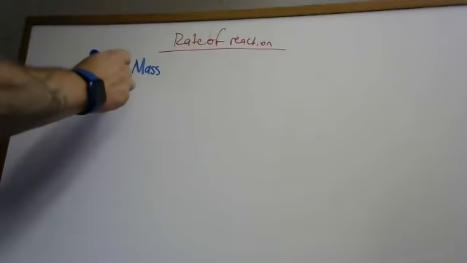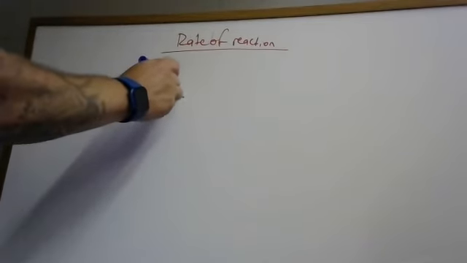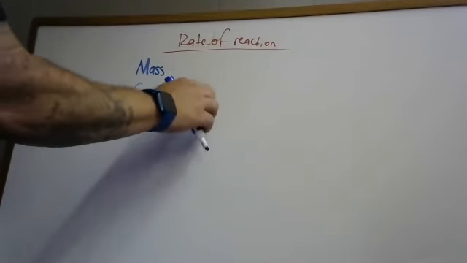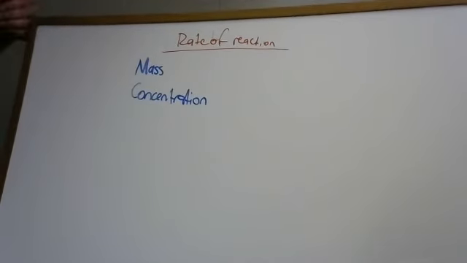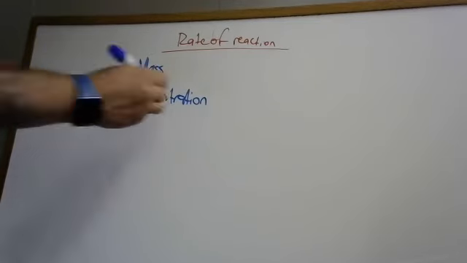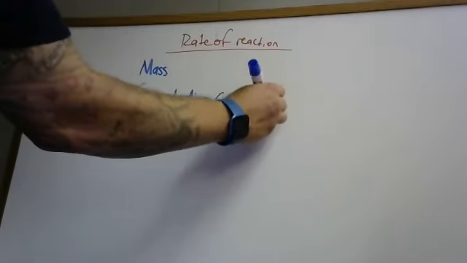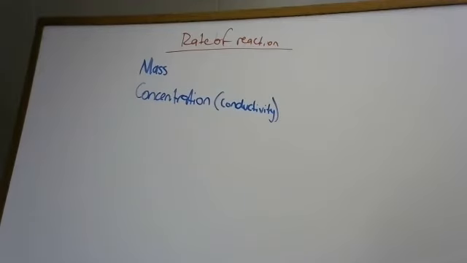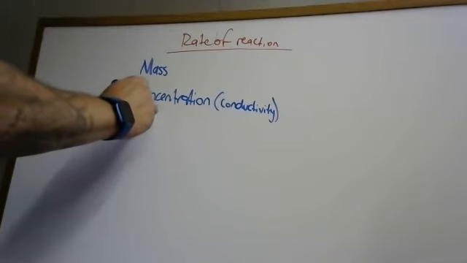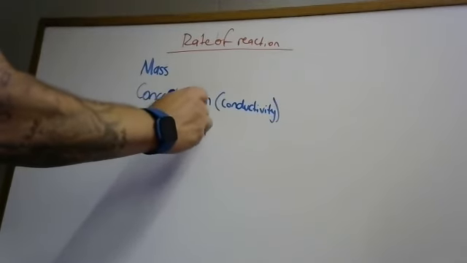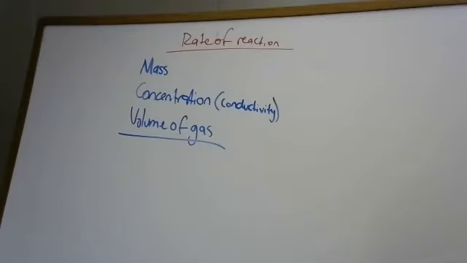So we can use the mass, we can use the concentration. So if you're using metals or salts, you can actually measure the conductivity, which is an indicator of the concentration of a salt or metal in a solution. Or the other one is the volume of gas produced. This is the one they normally use, because that's quite easy to capture. It's a quite easily measurable quantity.